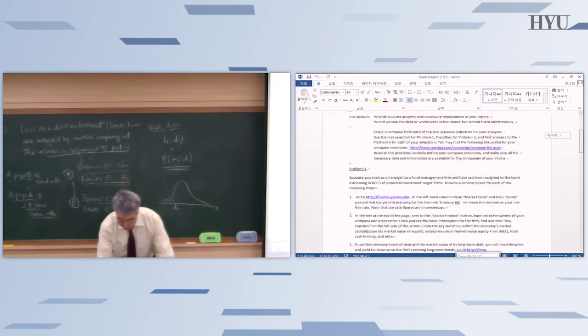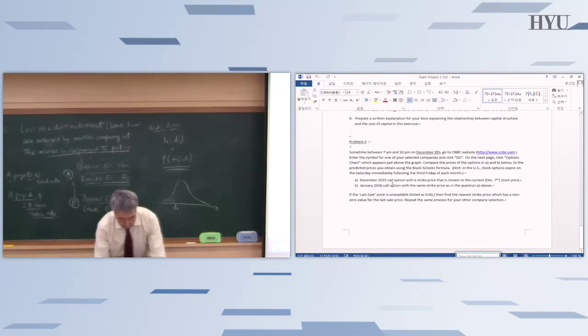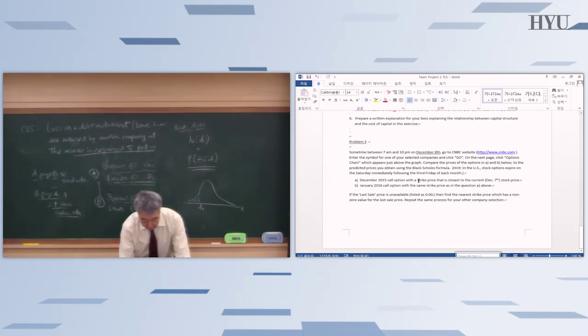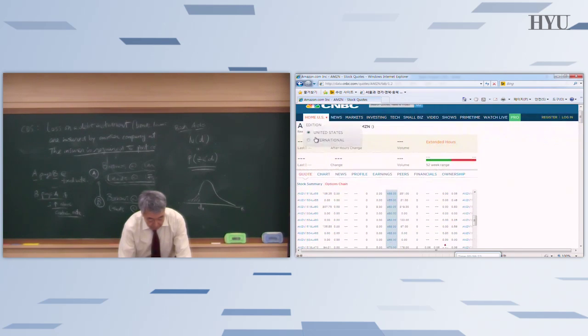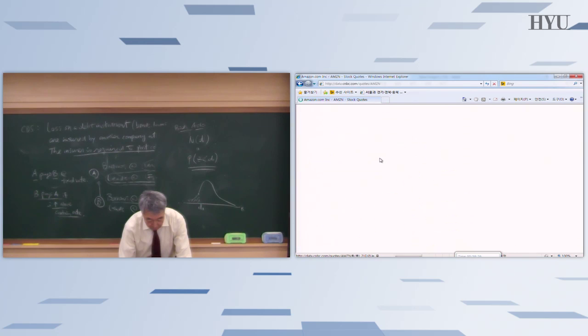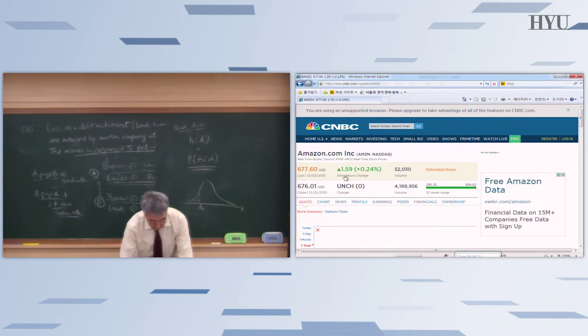Okay, so if you read question number 3, the 2015 call option with a strike price that is closest to the current stock price. So what I'm talking about is, here's the current stock price. The current stock price is $677. So I want you to go to the December option.